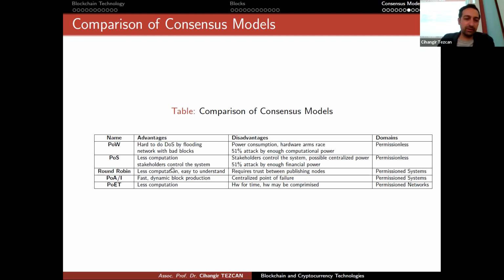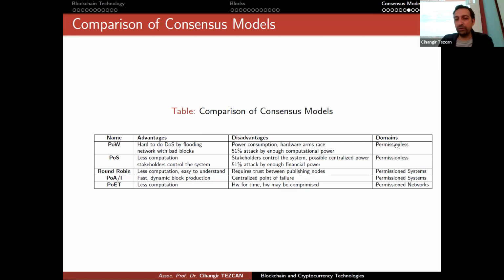And stakeholders control the system. This is a good thing, but it is also a bad thing, because once the stakeholders control the system, it causes a possible centralized power, which is actually against the idea of Bitcoin, because there we wanted to have decentralization, we wanted to have democracy and so on, but now we might have a centralized power. And a 51% attack now becomes possible not by computational power, but by enough financial power. If you have 51% of the stakes, then you can take control of the system.